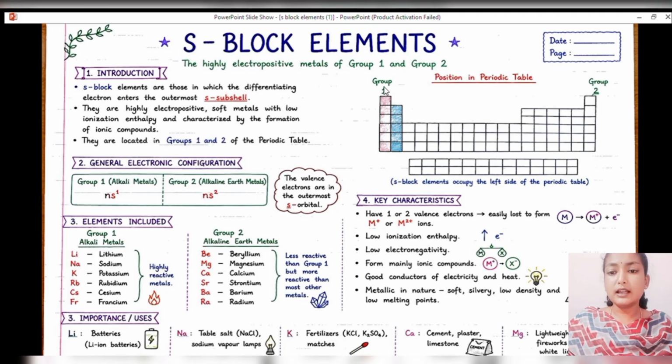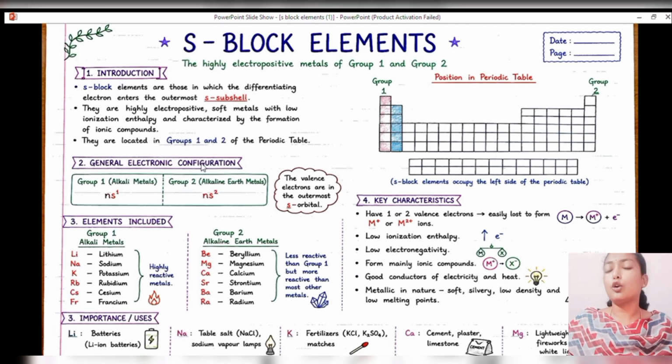They always don't exist in a free state. They always want to combine with other elements to form minerals or ionic compounds. Every time, the S-block elements try to combine with P-block elements and they form ionic compounds or minerals. Because of that reason, they are very highly electropositive in nature, and these elements are very soft, they have low ionization energy, and they are located on the left side of the periodic table.